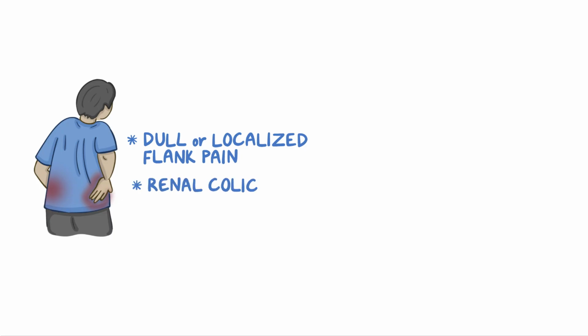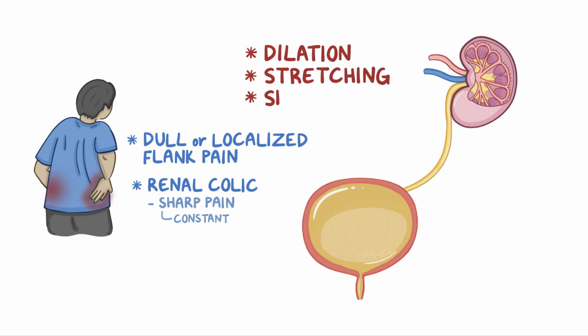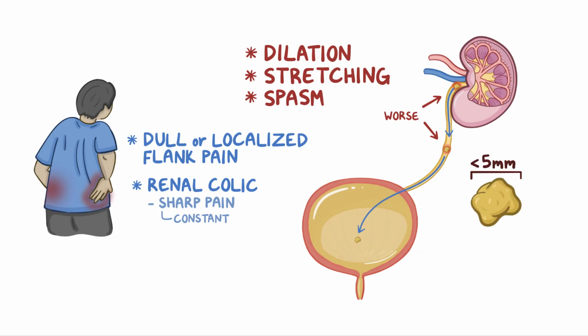Kidney stones can cause dull or localized flank pain in the mid to lower back on both sides, as well as renal colic, which is a sharp pain and is a bit of a misnomer because the pain is usually constant rather than intermittent. The pain is caused by the dilation, stretching, and spasm caused by an obstruction of the ureter, and is typically worse at the ureteropelvic junction and down the ureter, and subsides once the stone gets to the bladder. Stones that are less than 5 millimeters across are usually passed within hours.